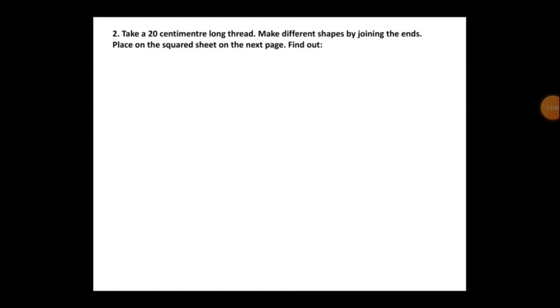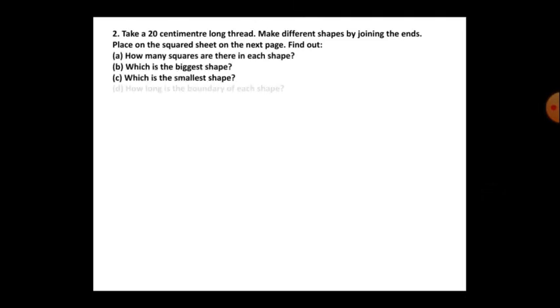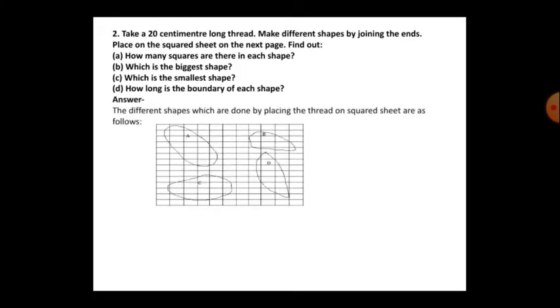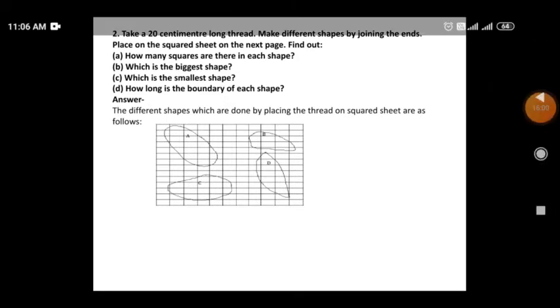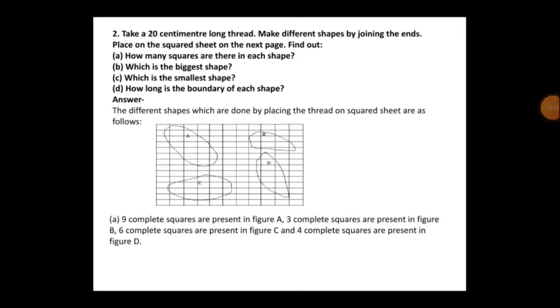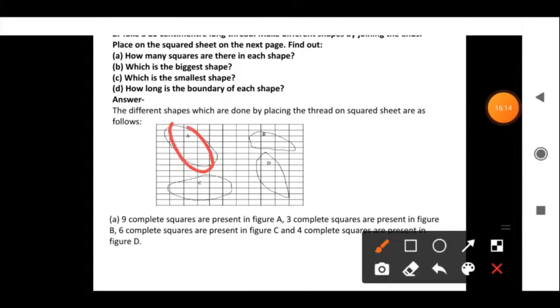Take a 20 centimeter long thread, make different shapes by joining the ends, and place them on the squared sheet on the next page. Find out how many squares are there in each shape. Which is the biggest shape? Which is the smallest shape? How long is the boundary of each shape? Here, using thread, the different shapes are already arranged on a square sheet of paper.